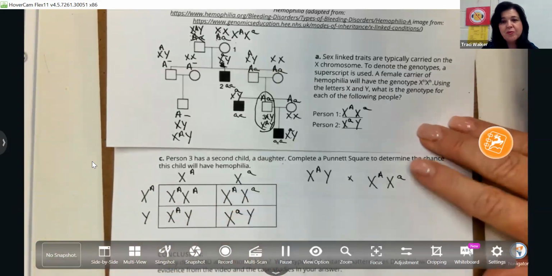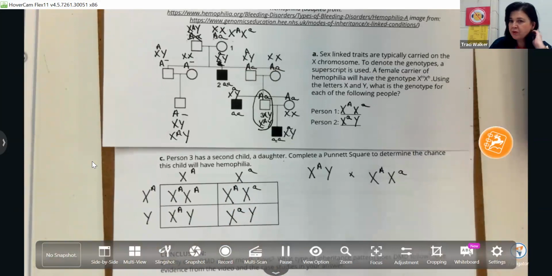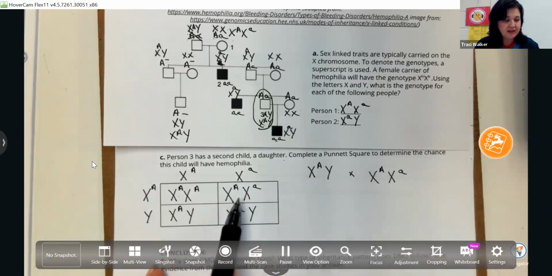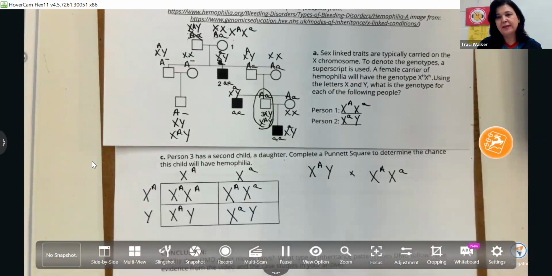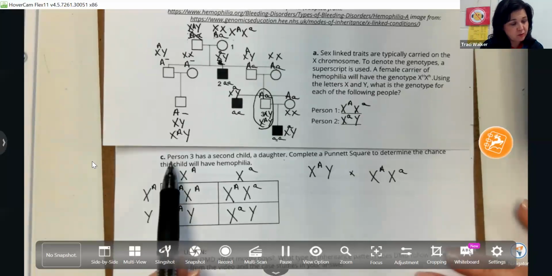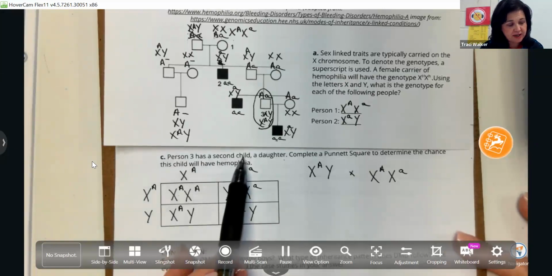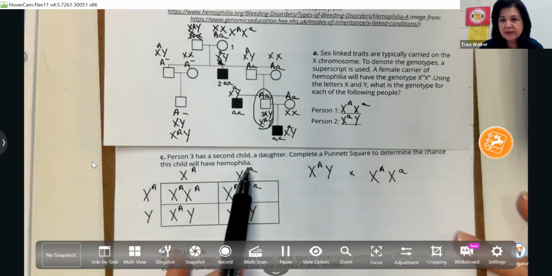Okay, so notice that 2 of your 4 boxes result in females and 2 of your 4 boxes result in males. It's a 50-50 chance, right? Every time you have a child, it's a 50-50 chance, male or female. Okay, so what will the genotype be of the female child is what we're looking at. So we're wanting to find out if they have a second child that is a daughter, what's the chance that the daughter will have hemophilia?